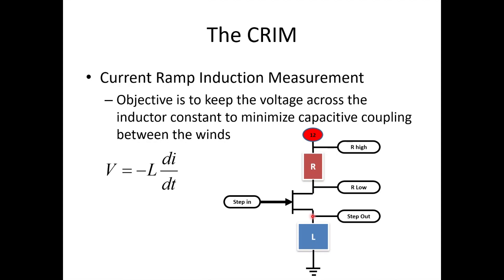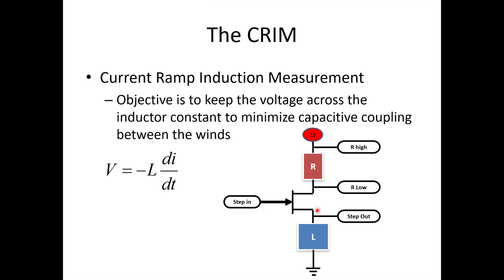And because it's trying to keep this voltage constant, the current that's going to be supplied here has to come through the 12-volt supply through the transistor. And that's going to cause a uniformly changing current ramp to occur. In other words, the current's going to increase at a constant rate.